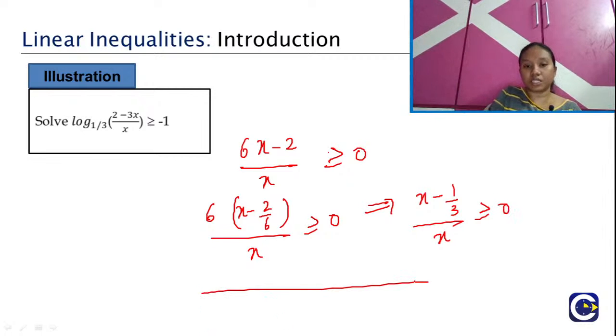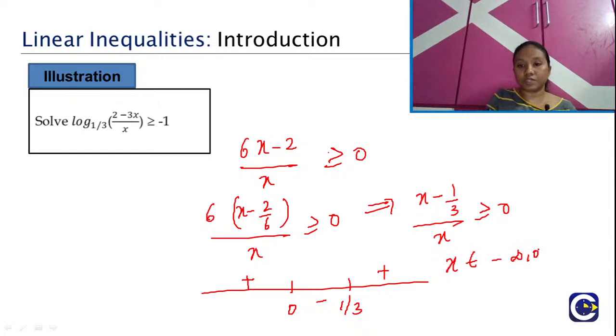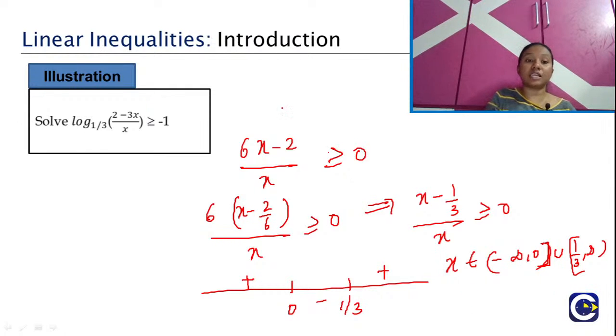Again we can apply the wavy curve method, with 0 as well as 1 by 3. So plus, minus and plus. Here it is greater than or equal to 0, isn't it? So what will be the interval? x belongs to minus infinity to 0, where 0 is included, union 1 by 3 comma infinity, where 1 by 3 is included. What is our previous interval, which we got by taking the inside expression greater than 0? There x belongs to 0 comma 2 by 3. Now we have to take the final intersection here.